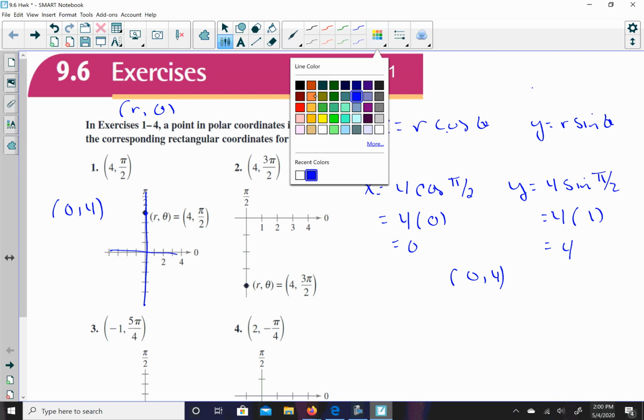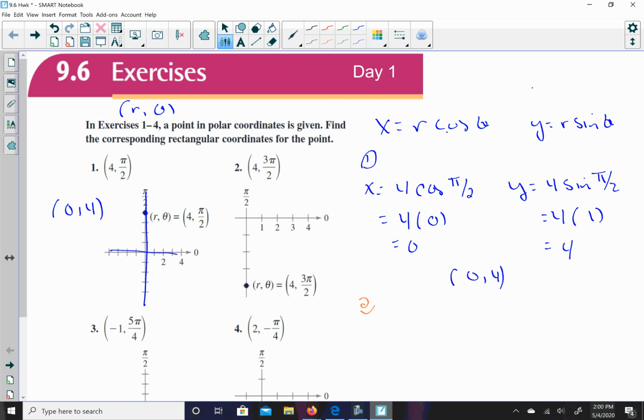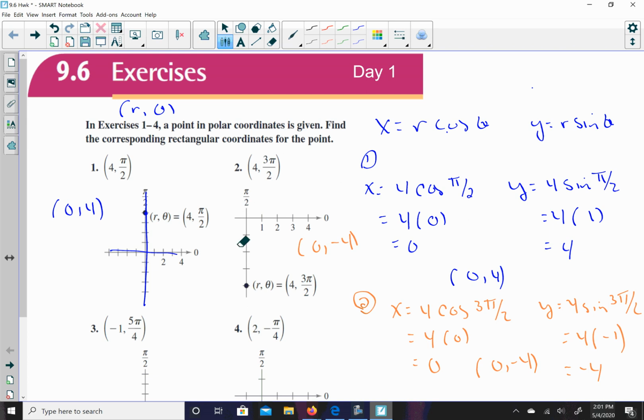Now I'm going to do number 2. Number 2 is basically the same thing. So I'm going to say x is equal to 4 times the cosine of 3 pi over 2. The cosine of 3 pi over 2 is 0, so this is going to be 0. y is going to equal 4 times the sine of 3 pi over 2. The sine of 3 pi over 2 is -1. 4 times -1 is -4. So that ordered pair is going to be 0, -4. And checking, that does make sense because I don't move left or right at all, and I drop down 4.